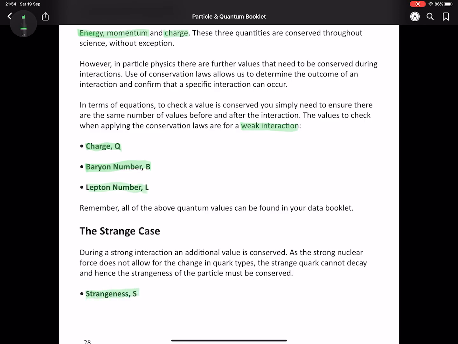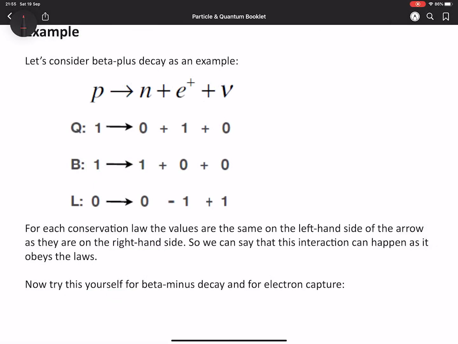Now, strangeness is different. It will change in a weak interaction. So it's assumed that it will decay. Any strange quark will turn into a down quark, for example. But under the strong interaction, strangeness is conserved. And that is the only time that that is true. So if strangeness is conserved in an equation, then you know that must be representing a strong interaction.